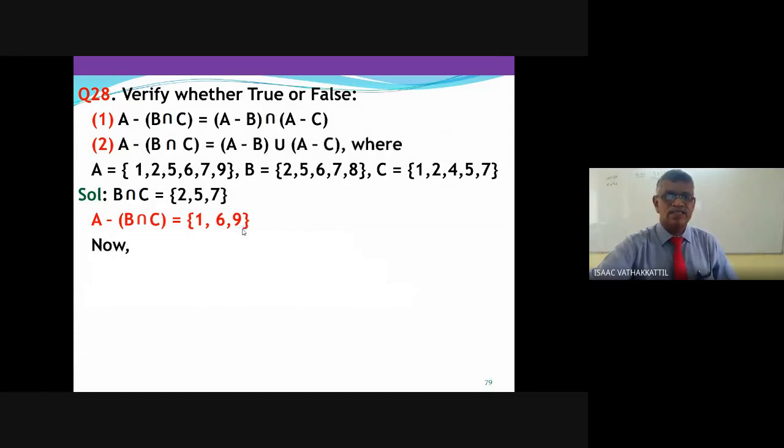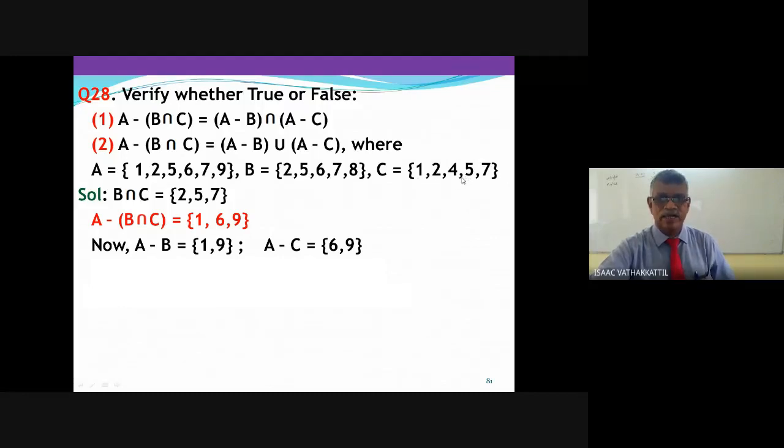Now what is A minus B? From A remove B. A minus B is 1, 9. You can easily calculate A minus C. The elements of C will be removed: 1 will be removed, 2 will be removed, 5 will be removed, and 7 also is removed. You are getting 6 and 9. So (A minus B) intersection (A minus C) is only 9.